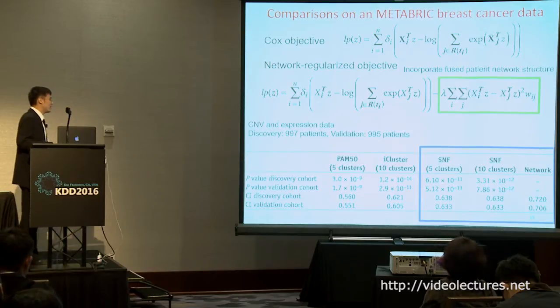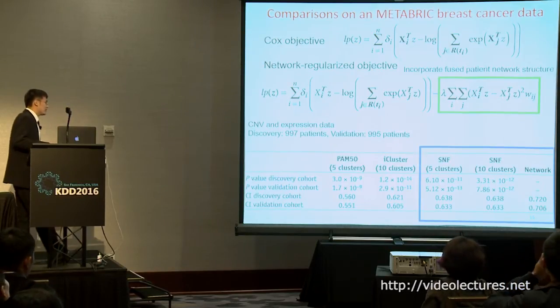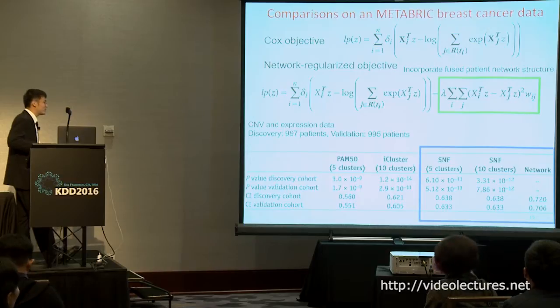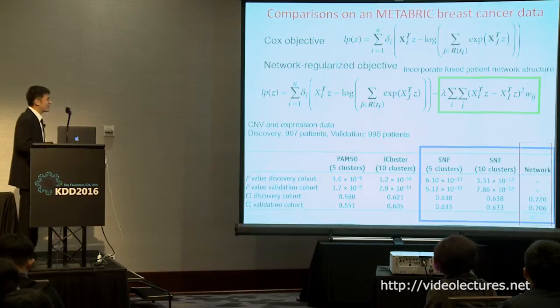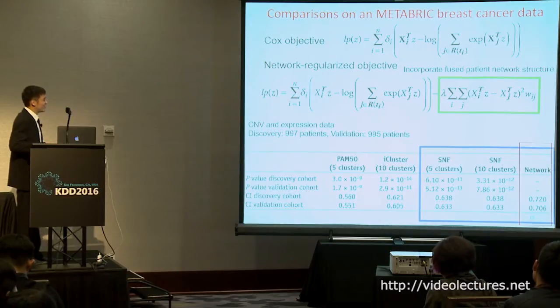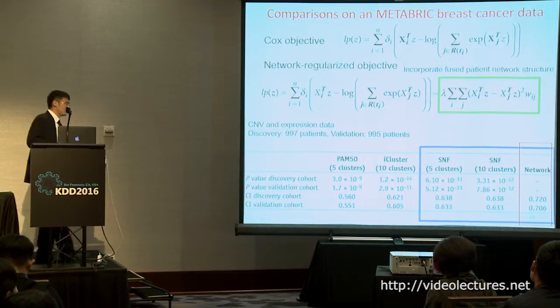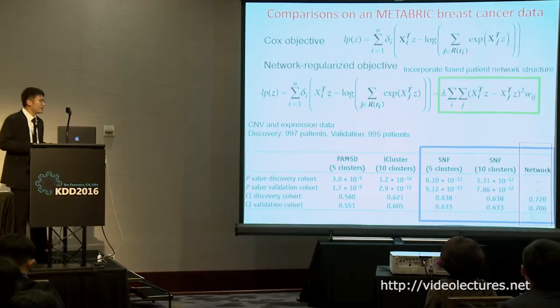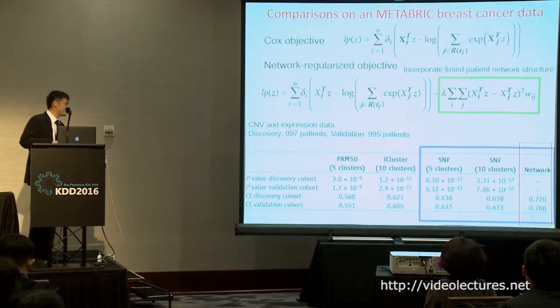And also, they use their SNF algorithm to cluster the patients, like 5 clusters and 10 clusters, to show the CI index is very similar. It's not much higher than the state-of-the-art. And if they compare the state-of-the-art with their network-based Cox regression, the CI index, basically comparing the predicted risk with the observation in the data, is higher than the clustering-based methodology.